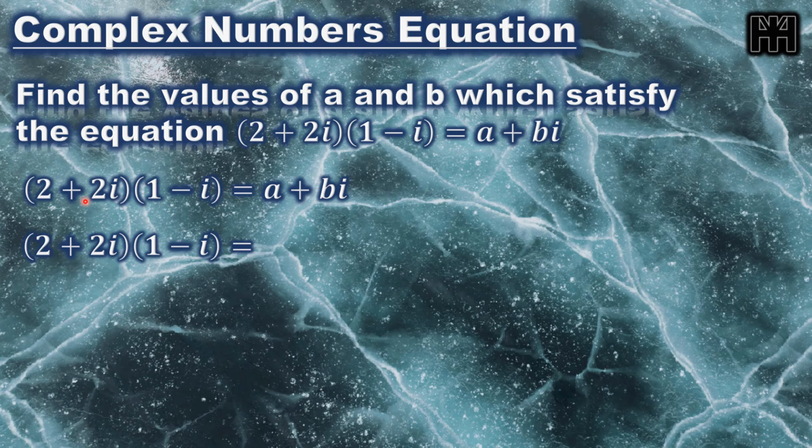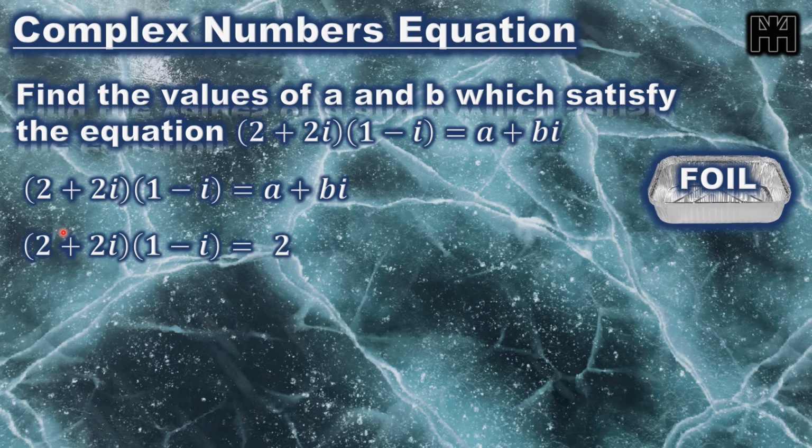So it will be 2 plus 2i multiplied by 1 minus i. We'll use FOIL here. First with the first, 2 times 1 is 2, and outer with the outer, 2 and negative i will be negative 2i, and inner with inner, 2i and 1, positive 2i, and last with the last, 2i and negative i will be negative 2i squared. These two terms, negative 2i and positive 2i, will cancel out each other. So we're only left with 2 and negative 2i squared. Let's break this negative 2i squared into negative 2 multiplied by negative 1. It will be positive 2, the negative will cancel out the negative. So finally it will be equal to 2 plus 2, which is 4.